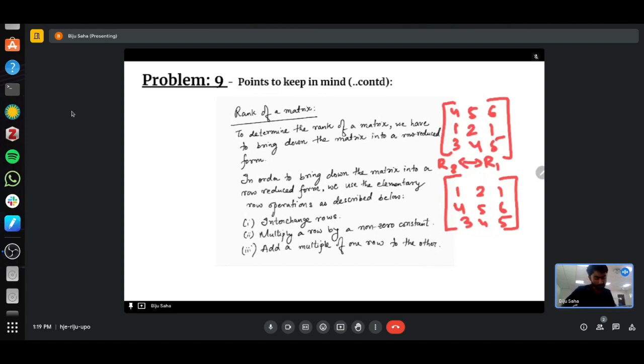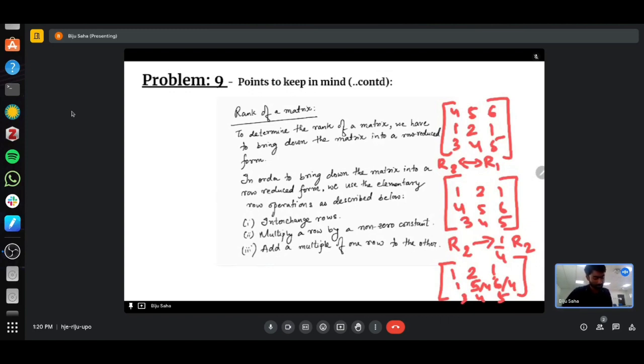Now the next allowed operation is to multiply a row by a non-zero constant. So you can multiply a row by a non-zero constant. Suppose we multiply R2 by 1 by 4 of R2. This is a non-zero constant, and I am multiplying it with R2. So this is also allowed. 5 by 4, 6 by 4. We are multiplying a row by a non-zero constant.